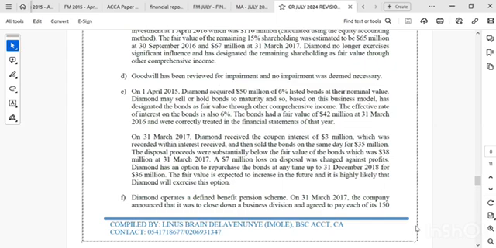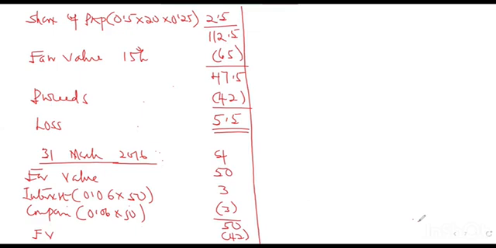So in the current year now, the fair value of our bond will be at 31 March, which is the current year, 31 March 2017.